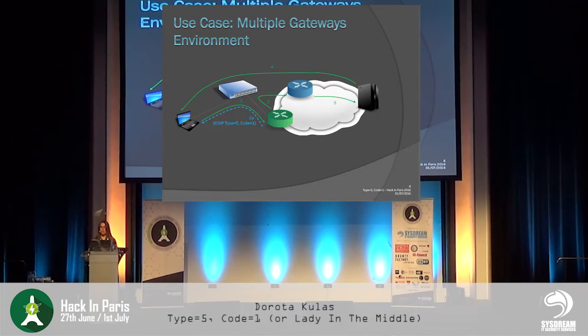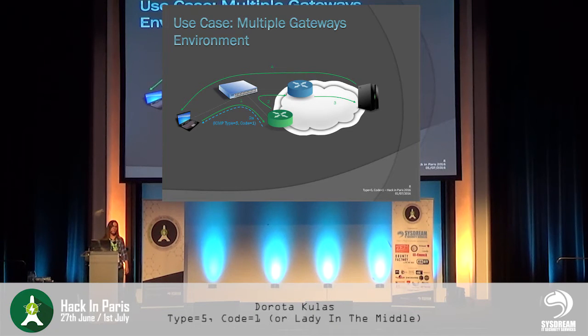Do you know what type 5 code 1 is? This ICMP message is the ICMP redirect, and it was useful maybe in the 80s or early 90s, when we were all worried about our network speed, we used modems, and the speed was really a bottleneck. So we wanted to have the shortest path to our destination.